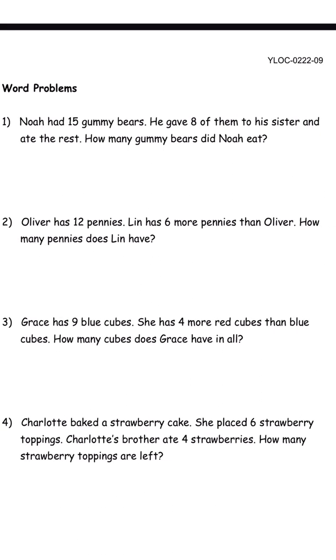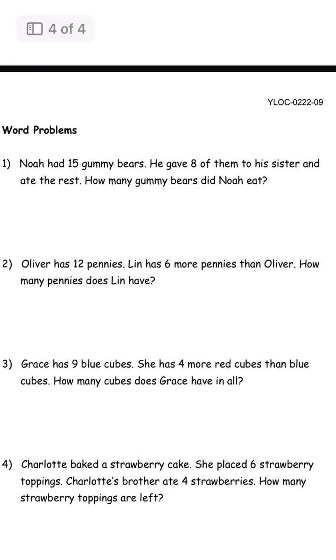And number 1 for word problems, Noah had 15 gummy bears. He gave 8 of them to his sister and ate the rest. How many gummy bears did Noah eat? So he had 15. 1, 2, 3, 4, 5, 6, 7, 8, 9, 10, 11, 12, 13, 14, 15. So we subtract 8. 1, 2, 3, 4, 5, 6, 7, 8. Count. 4 plus 3, that's 7. So we put 7 gummy bears.